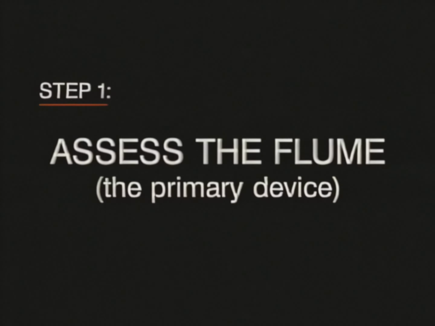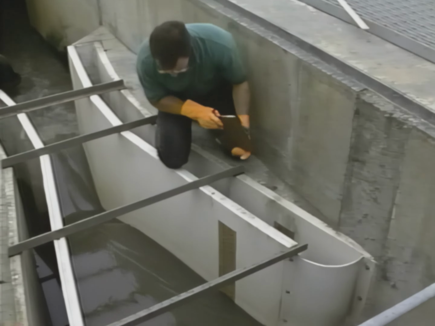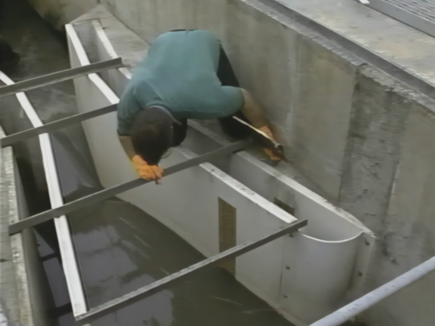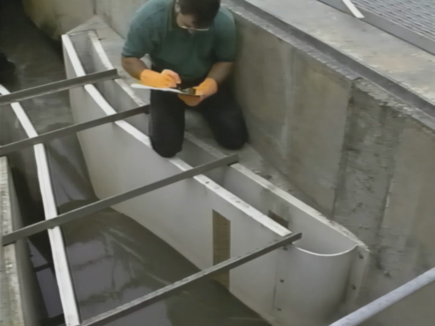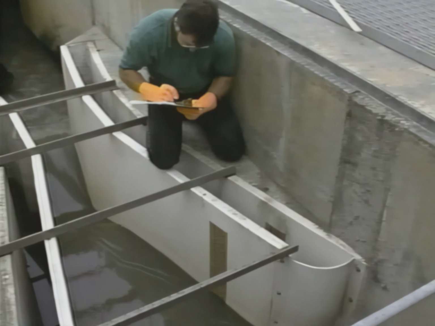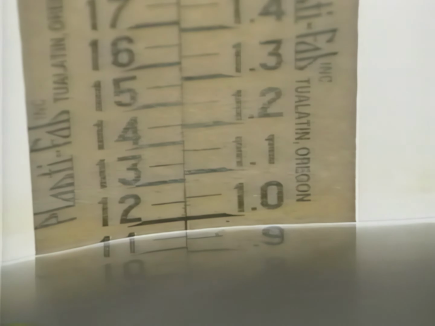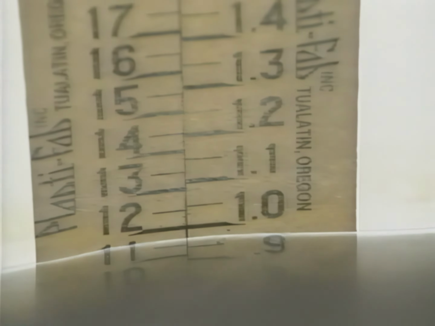If the placement and construction of the Parshall Flume are satisfactory, you're ready to begin assessing its operation. First, take a flow measurement. This can be done with a staff gauge. If a staff gauge isn't in place, the inspector should recommend that one be installed. If there isn't one, a yardstick or carpenter's rule will work.